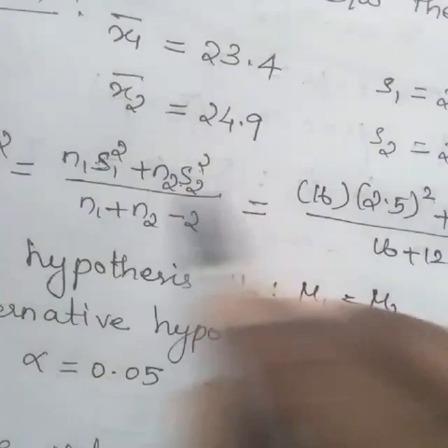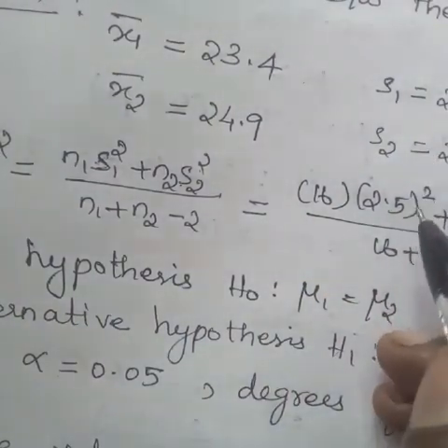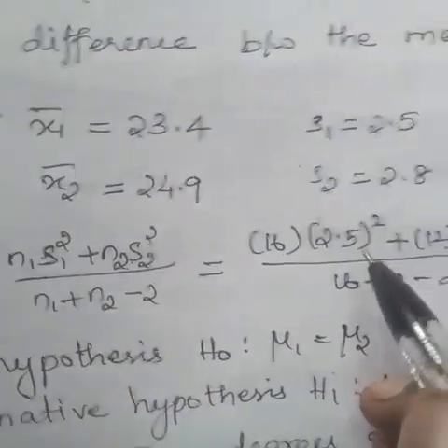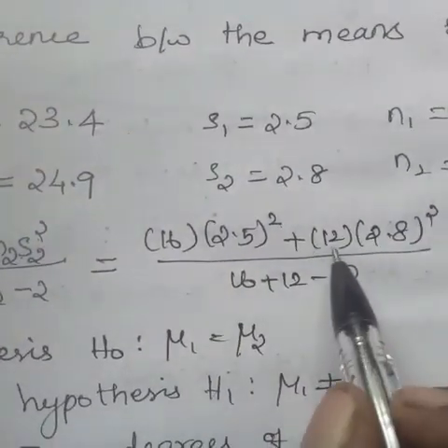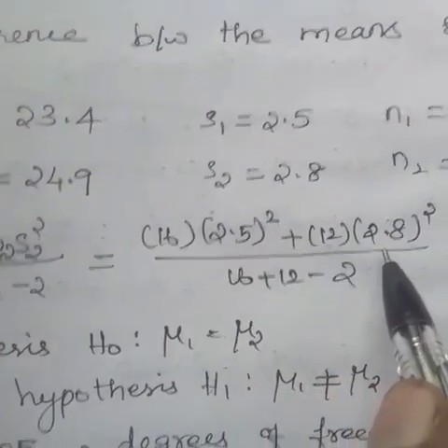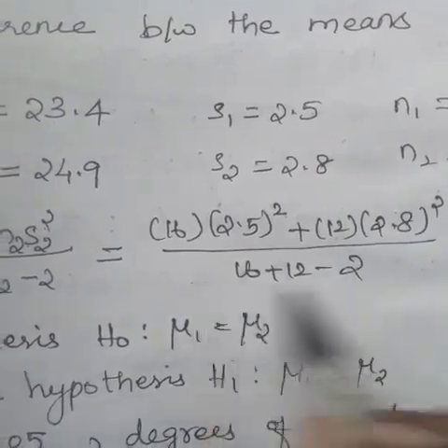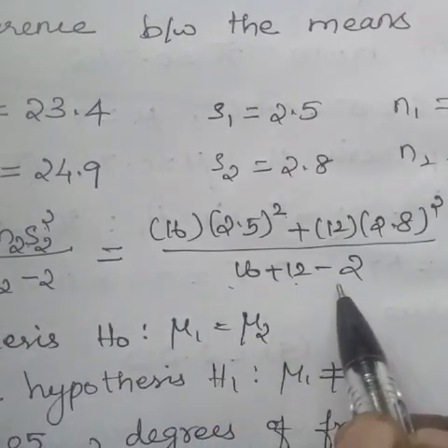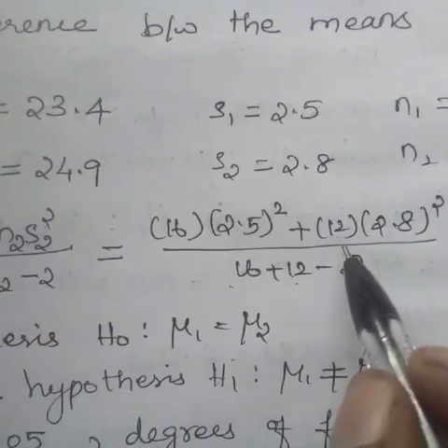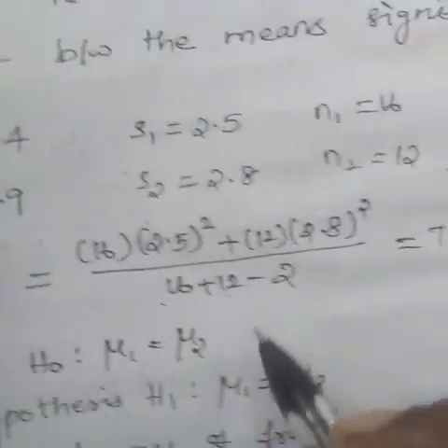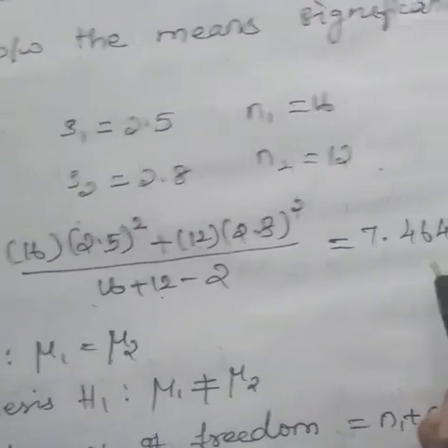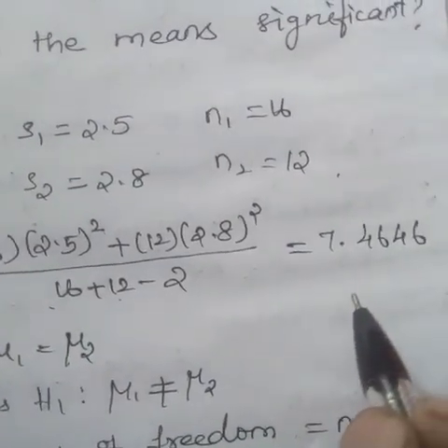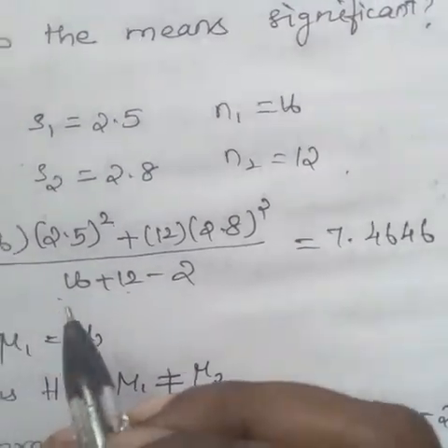So 16 into s1 value 2.5 the whole square, plus n2 is 12, s2 2.8 the whole square, the whole divided by n1 plus n2 minus 2. Now simplify this part, we get the answer 7.4646. Okay, now we have the procedure.